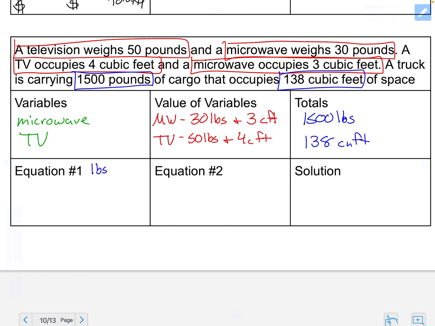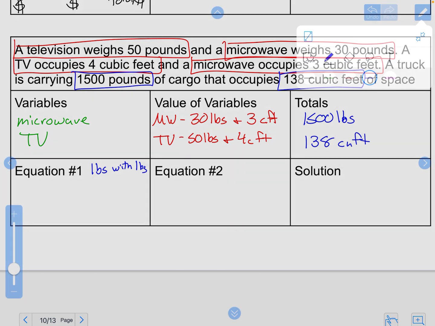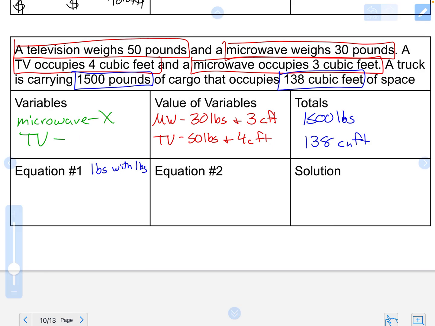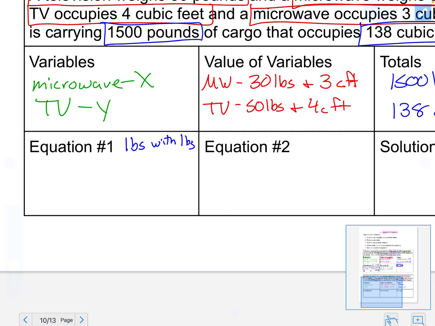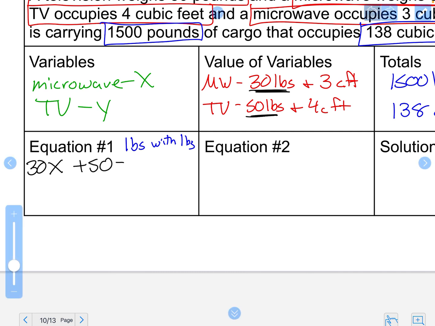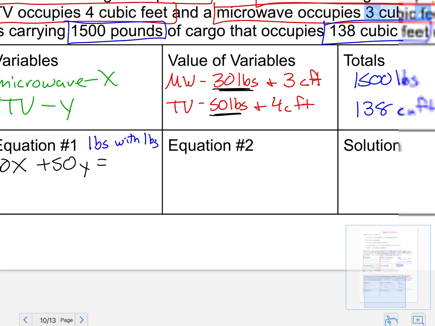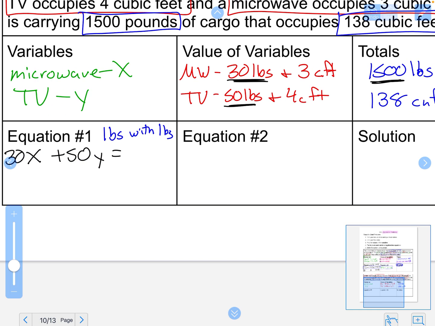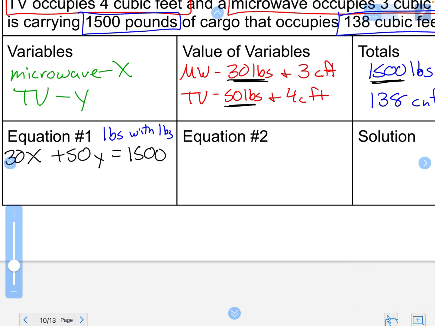Here, pounds are going to go with pounds. So I'm going to call my microwave X. I'm going to call my TV Y. And so when I write this equation, pounds with pounds. So a microwave, or my X, weighs 30 pounds. I'm going to put 30 next to X. Then I know that my TV weighs 50 pounds. Oh, no, not 50Y. And then the total pounds in the truck is 1,500. And so that's equation 1.